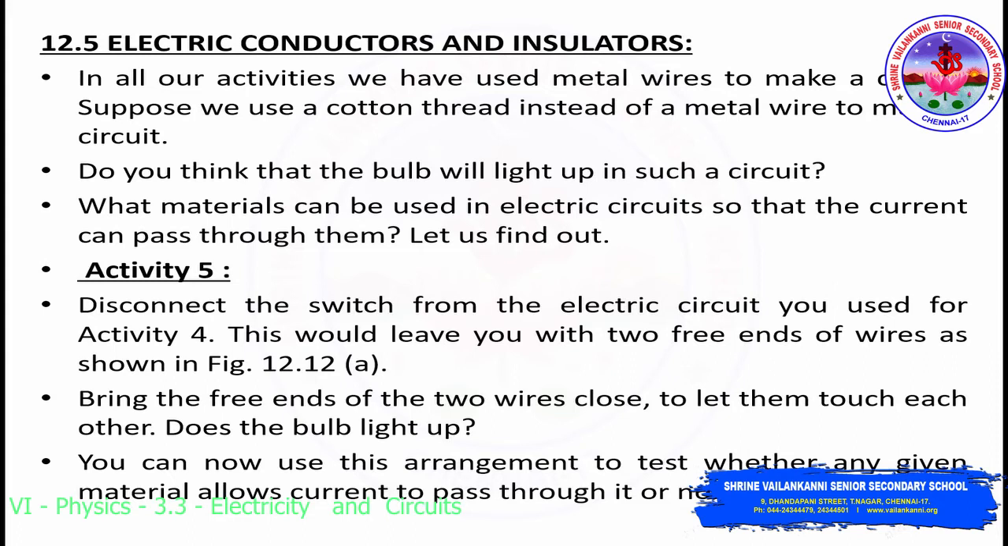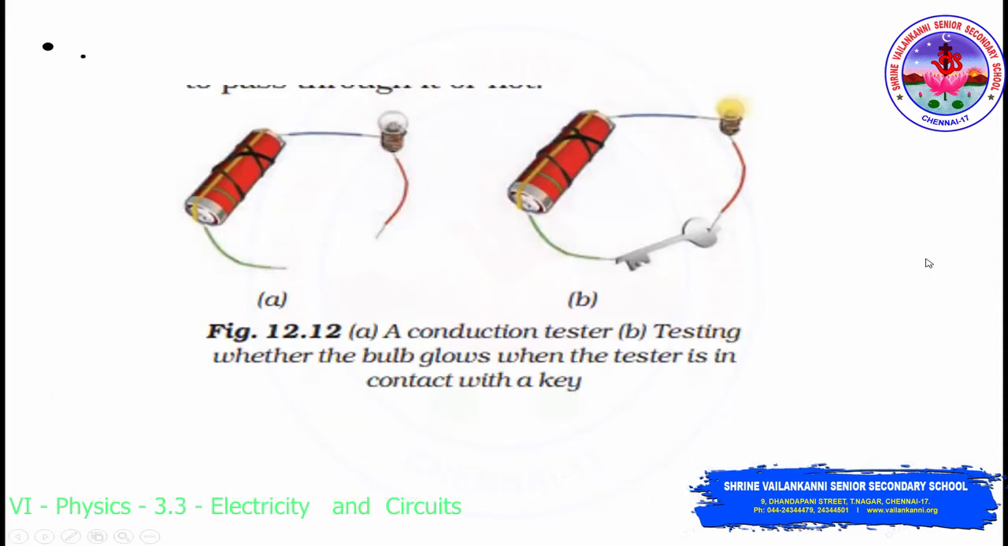Whereas if you connect the electric cell and the electric bulb with a copper wire, what will happen? The bulb will glow because of the passage of current, because copper wire is a good conductor of electricity. Got it? And now, based on this, let us discuss what other things you can do with the help of this.